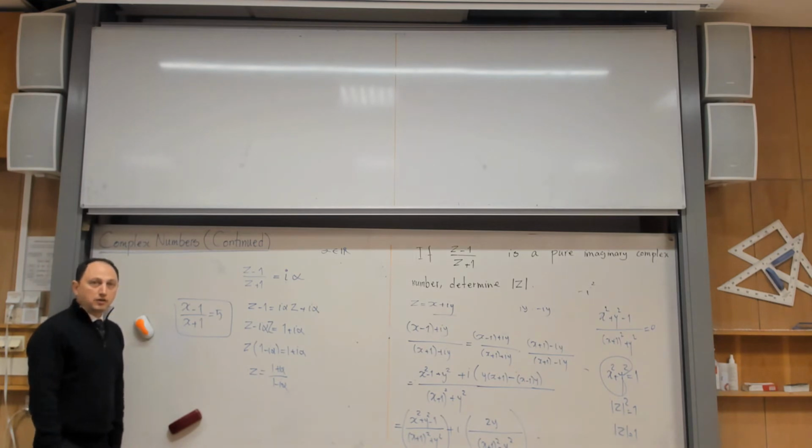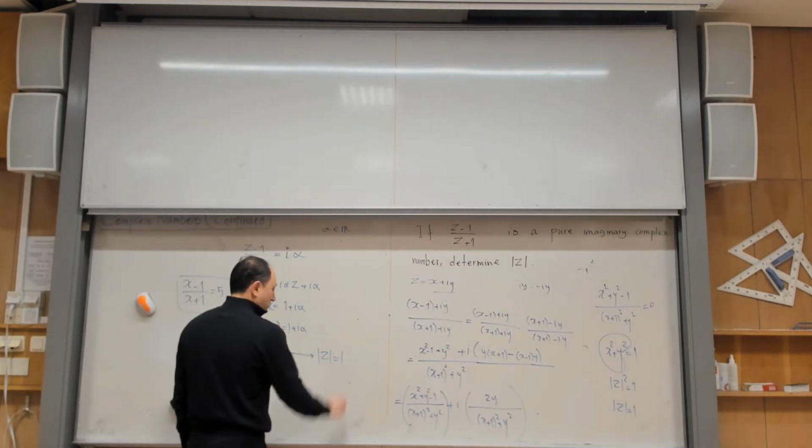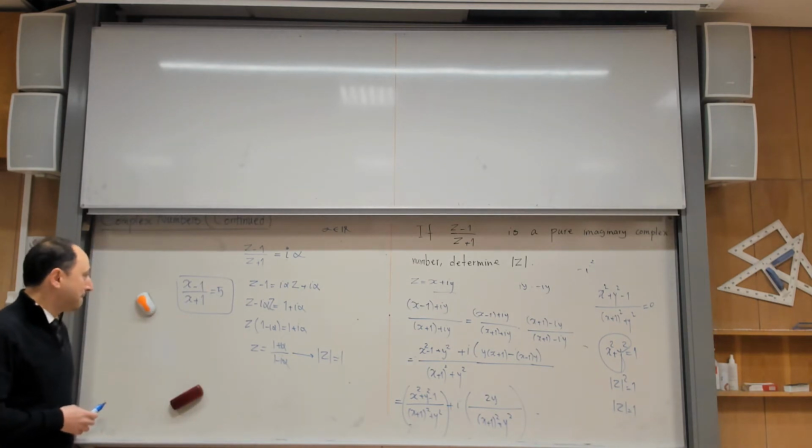Yes? Okay, now the absolute value of z is 1. Can you see why? So this is a nicer solution, isn't it? It's shorter. Why is the absolute value of z 1? I'm waiting for you.